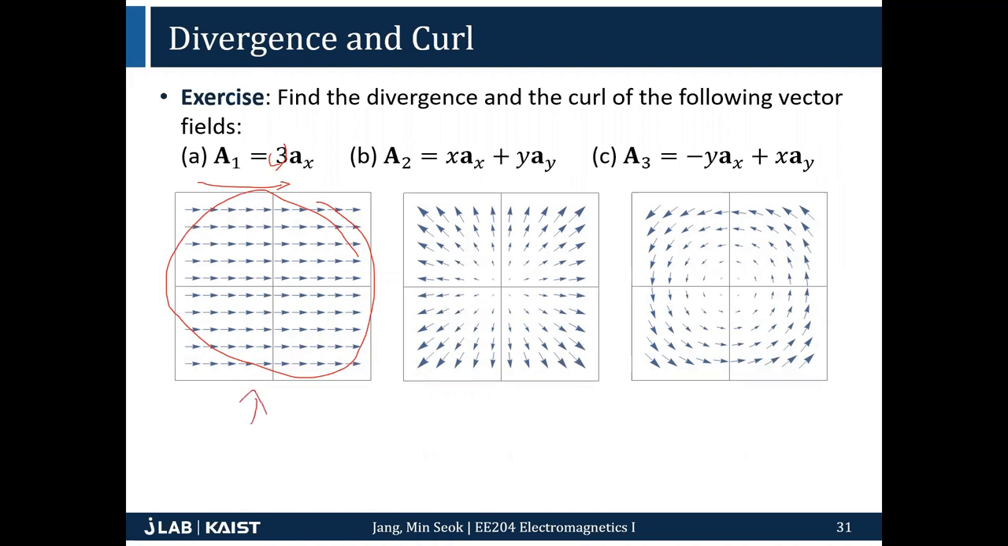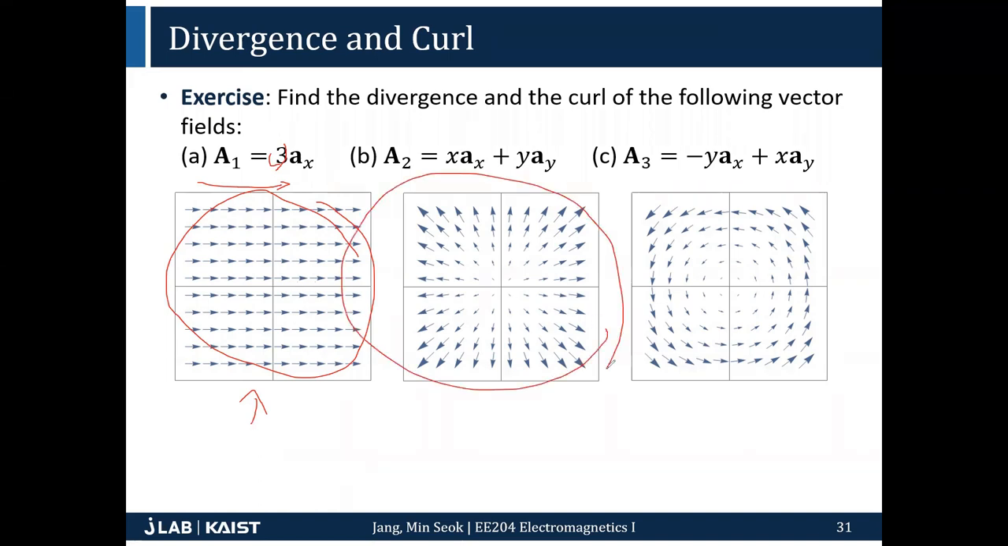Can anyone type in the answer? In this case, what would be the divergence and curl? Zero and zero, right? It's right. Thank you. So it's both zero. Nothing is generated. Nothing is rotating.